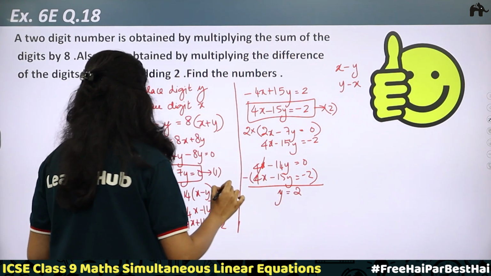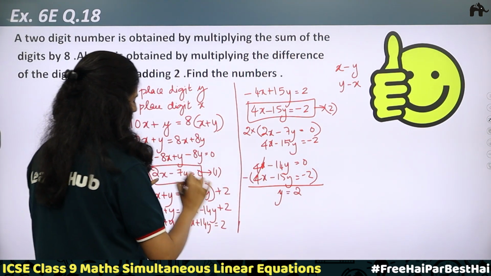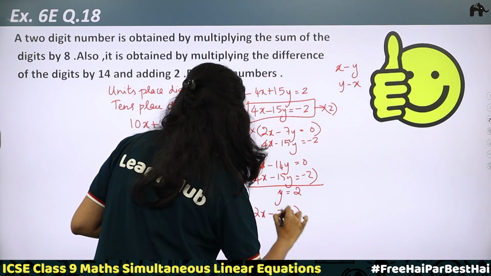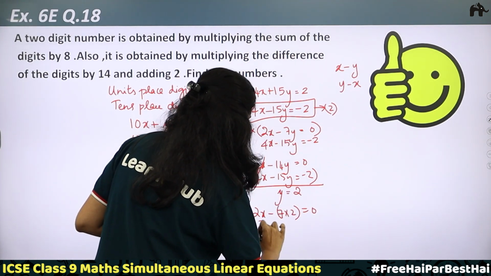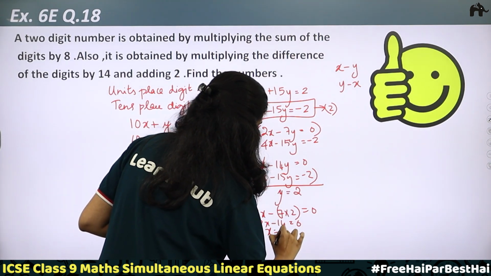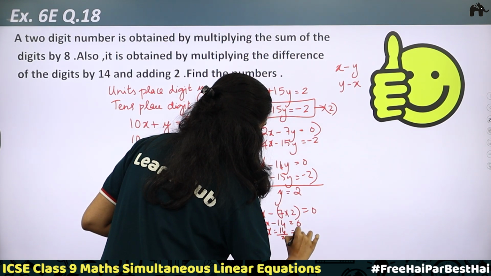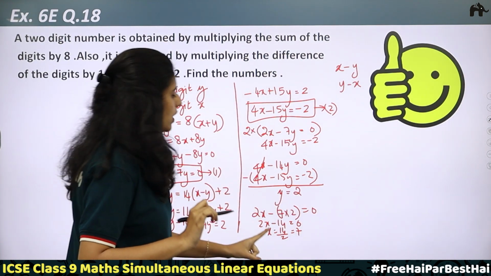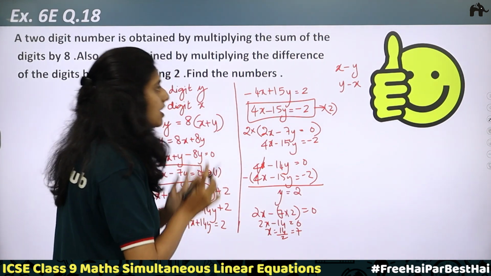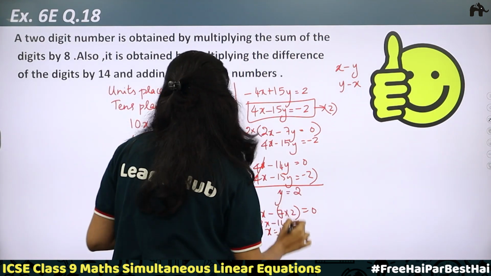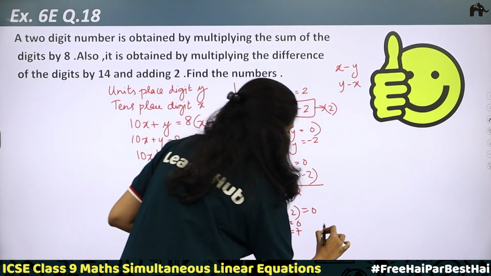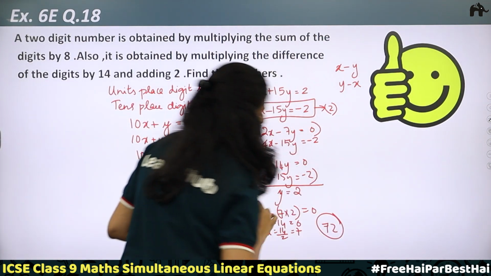Now we can find x. To get x, substituting in this equation, 2x minus 7 into 2 is equal to 0. 2x minus 14 is equal to 0 and x is equal to 14 divided by 2, which is 7. Okay, so x is 7 and y is 2. Then what is the number? The number is x is in the tens place, y is in the unit place. So 72 is the number.